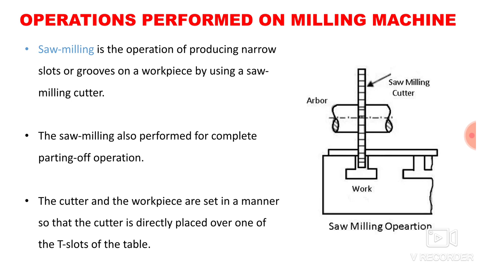So that is all for today's video. In this video I have discussed two basic types of milling machine, that is the horizontal milling machine and the vertical milling machine, their differences and the various operations that you can perform over the milling machine.